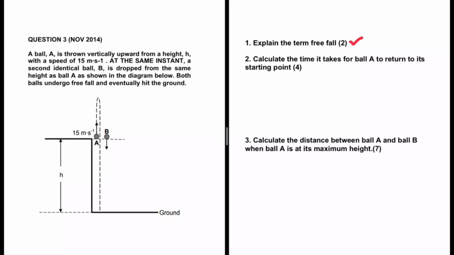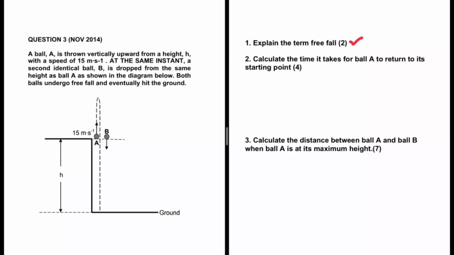It says that free fall is the motion of an object under the influence of only gravity. The motion of an object under the influence of gravitational force, and only gravitational force, nothing else. If that is the case, then an object is in free fall.